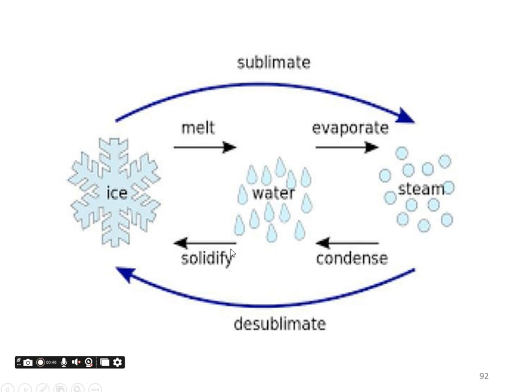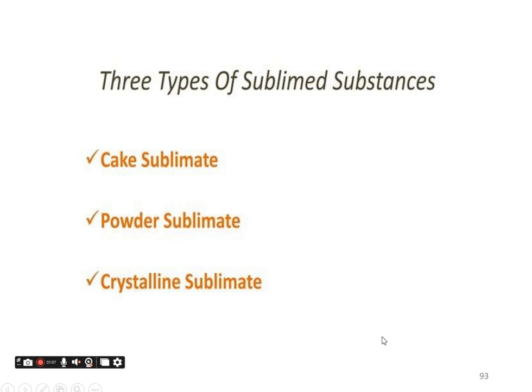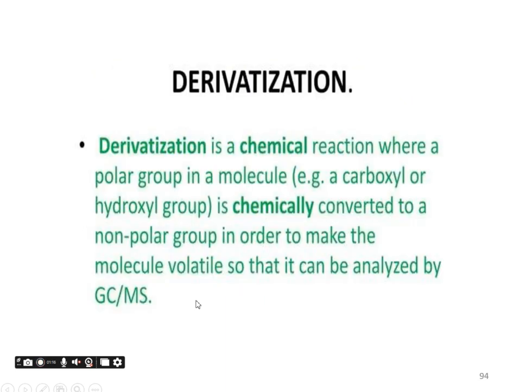So what happens in the case of sublimation? Suppose this is ice. When we apply heat, it is directly converted into steam, not liquid. So this process is called sublimation. And when this steam is compressed, it is again transferred into the solid state. So this is called desublimation. After sublimation, there are different forms of sublimate: cake form, powder sublimate, and crystalline sublimate.